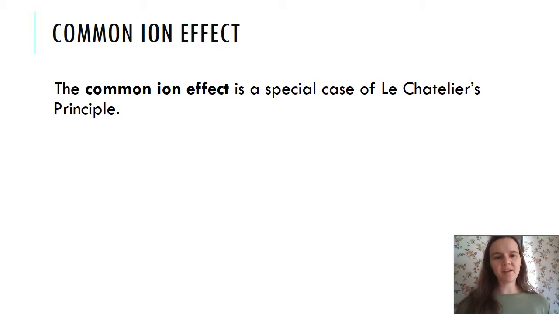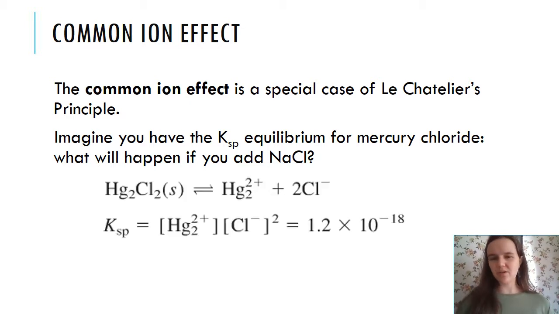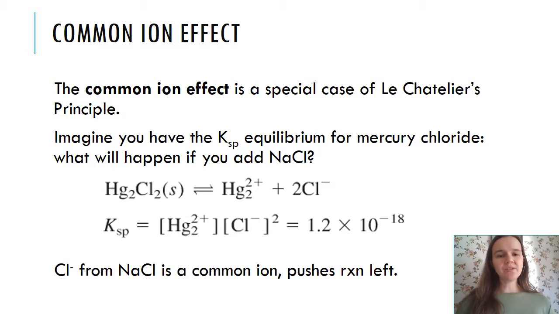The last thing is the common ion effect, which is a special case of Le Chatelier's principle, and it applies usually in the context of these solubility product problems. We have this equilibrium for mercury chloride. What happens if we add sodium chloride? The sodium chloride creates sodium plus, which doesn't do much because it's not part of this reaction. But it also forms chloride minus, and chloride is a common ion. It's in common with mercury chloride in that it's on the right-hand side of the solubility product.